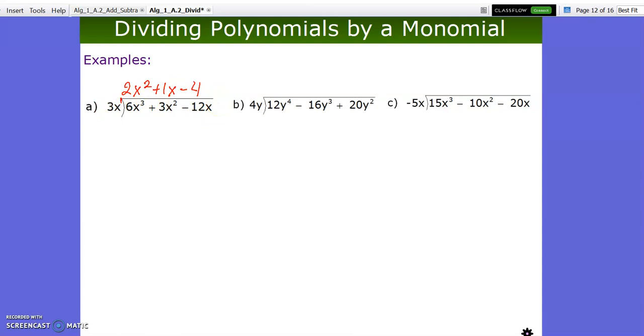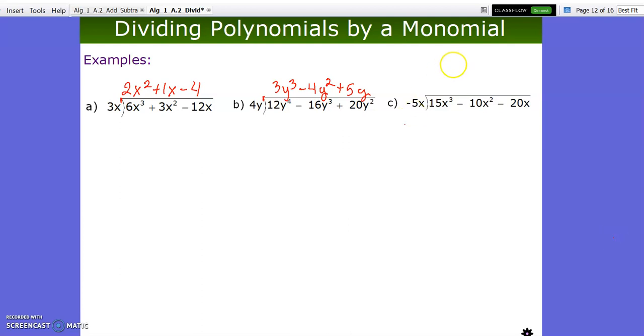Moving on. 4 goes into 12 3 times. Y goes into y to the fourth. Subtract your exponents. Y to the third power. 4 goes into negative 16 negative 4 times. Subtract your exponents. Last time, 4 goes into 20 positive 5 times. Y goes into y squared. Subtract your exponents. I'm left with just a y.